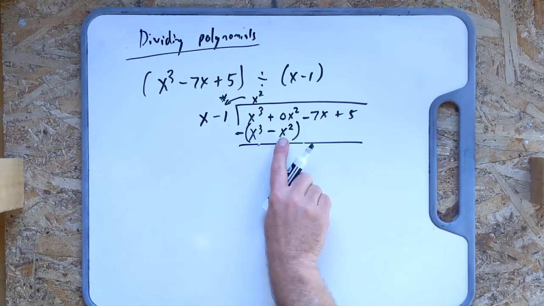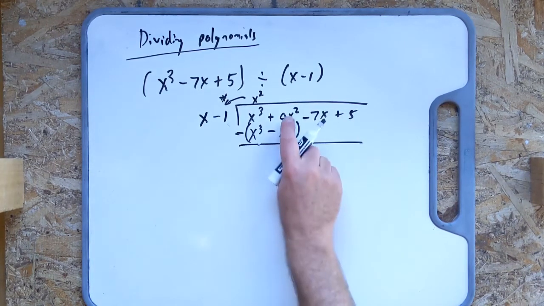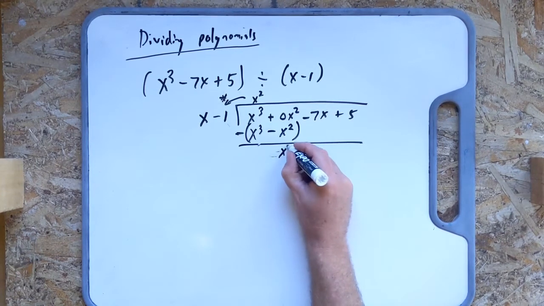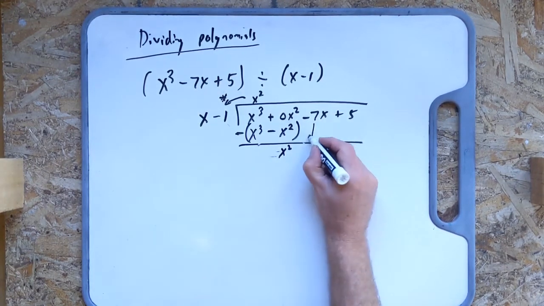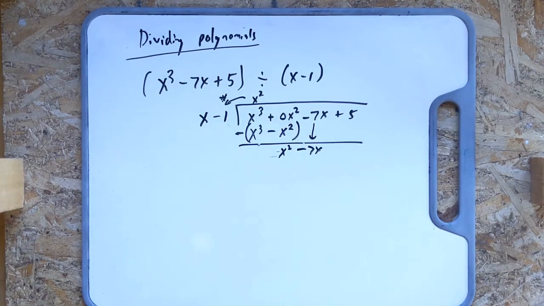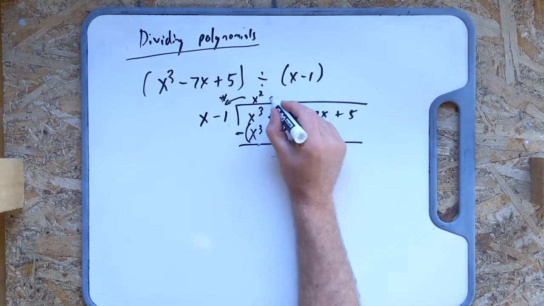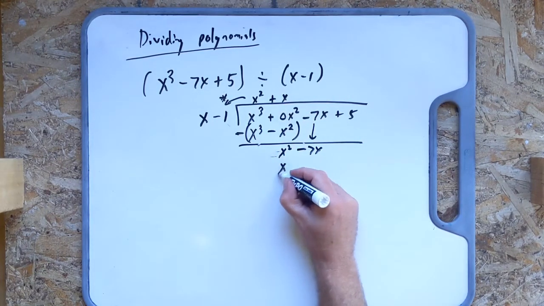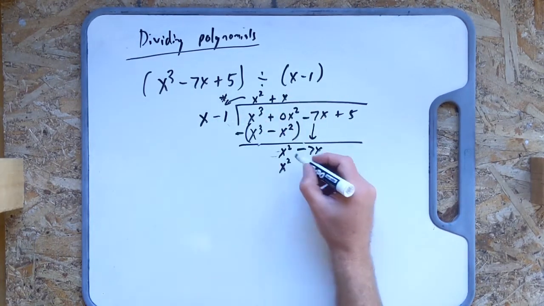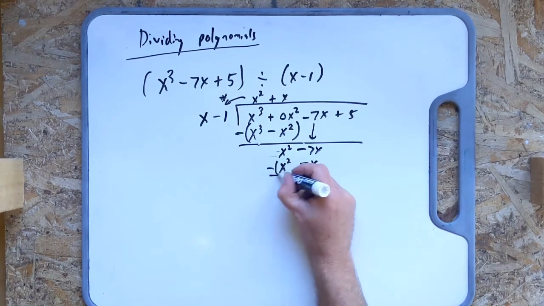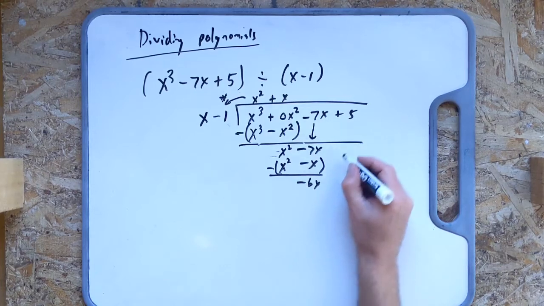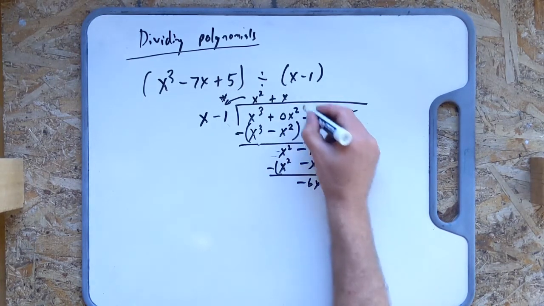Again, the most common error is to not subtract that. So you get 0 minus x squared, which is just plus x squared. And then you drop the minus 7x and repeat. What power up here duplicates x squared? It's just x. So x times x minus 1 is x squared. X times negative 1 is negative x. Again, subtract. Negative 7 plus 1 is negative 6. Drop the 5 and repeat again.